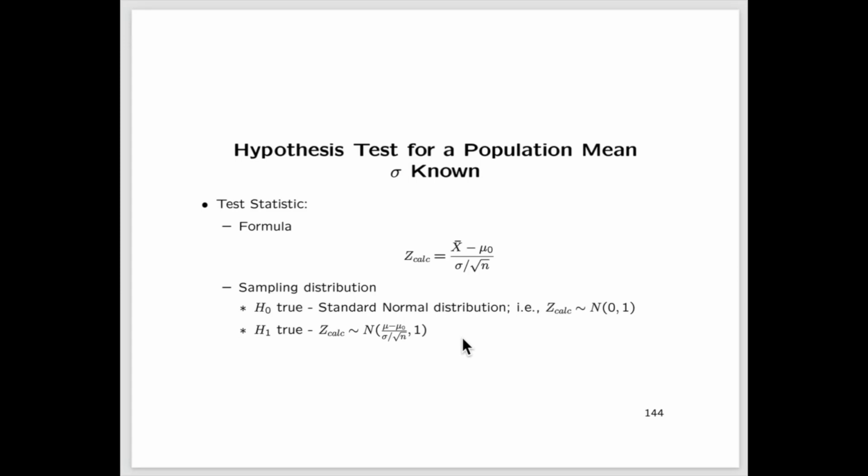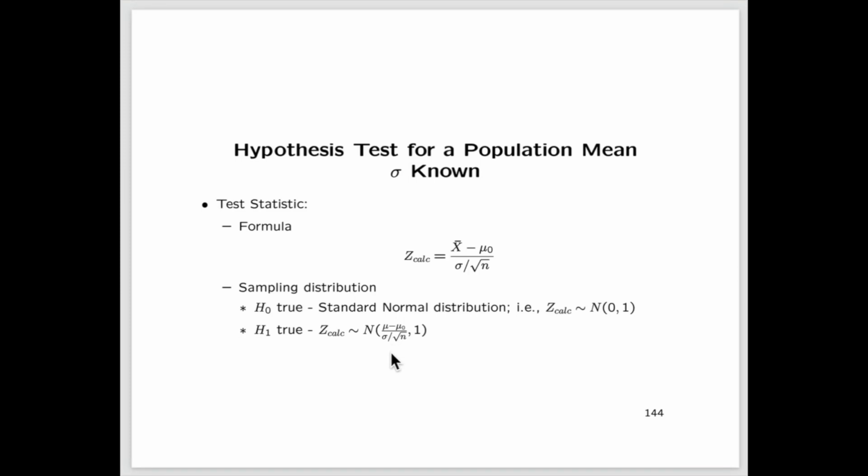On the other hand, if the alternative hypothesis is true, then z-calc will still be normally distributed with a standard deviation of 1, but the mean of that distribution will be something that is different than 0. In particular, the mean of its sampling distribution will be equal to the difference between the true value of mu, whatever it happens to be, and mu sub 0, the hypothesized value, divided by the standard error of x bar, which is sigma over the square root of the sample size.